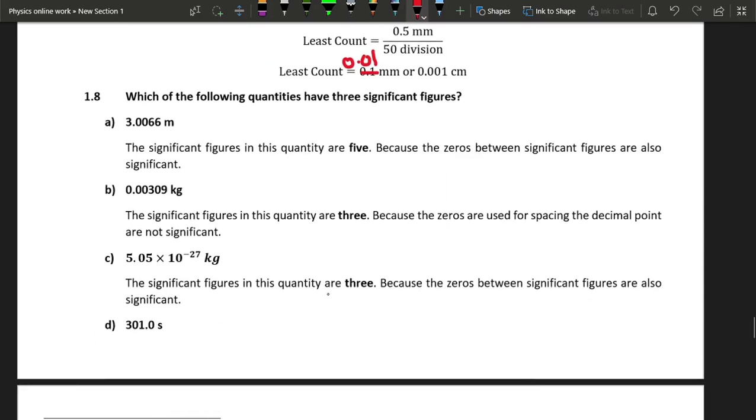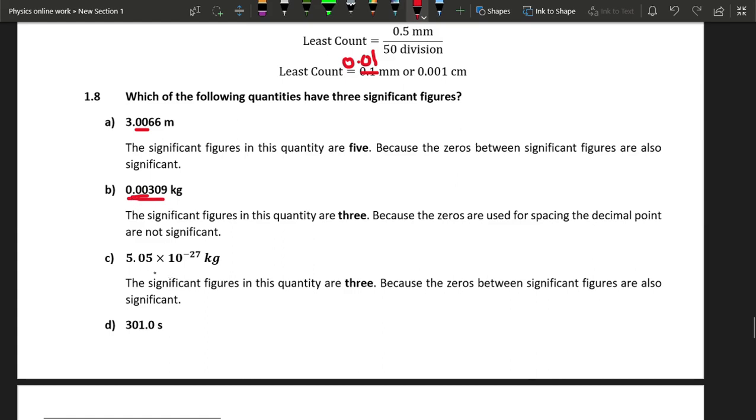Now the next question is, which of the following quantities have three significant figures? So we know the rules of significant figures. If we count the significant figures, as we know that the zeros between the significant numbers are also significant, so it has 5 significant figures. Now this one has 3 significant figures. Why? Because these zeros are used for spacing, so these are not significant.